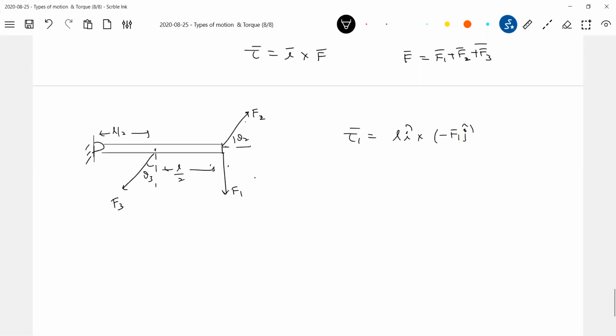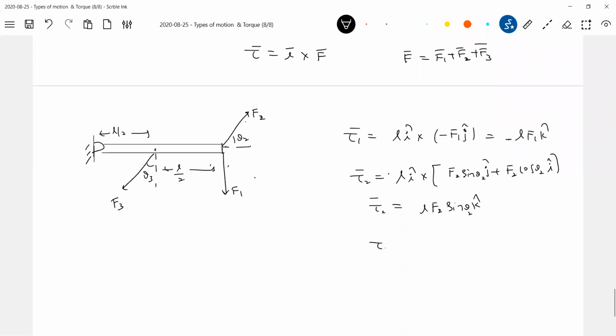In the vector form, I'm giving it. I cross J will be K, so this will be minus L F1 K cap. Now torque due to the second force: L i cap cross (F2 sine theta 2 J cap minus F2 cos theta 2 I cap). I cross J will be K, so L F2 sine theta 2 K cap. I cross I will be 0.